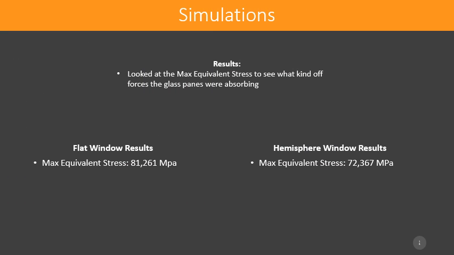So for the results of the simulation, I looked at max equivalent von Mises stress to see what kind of forces the glass panes were absorbing. The flat window results gave me a maximum equivalent stress of 81,000 megapascals, and the hemispherical window gave me a max equivalent stress of 72,000 megapascals.